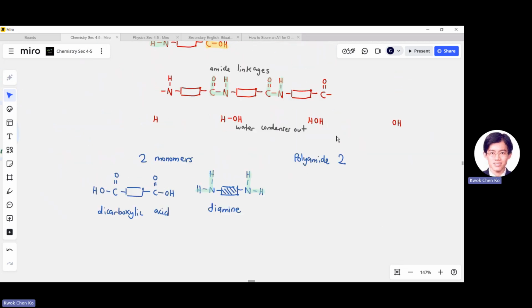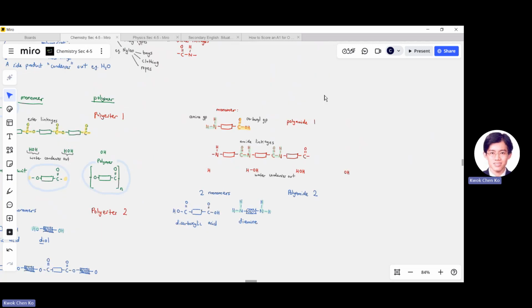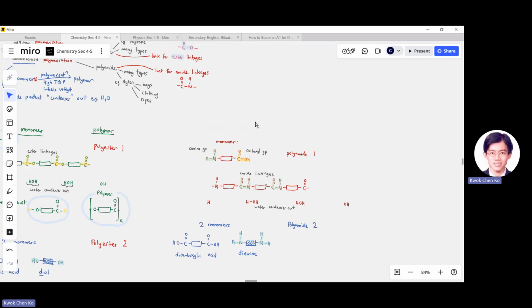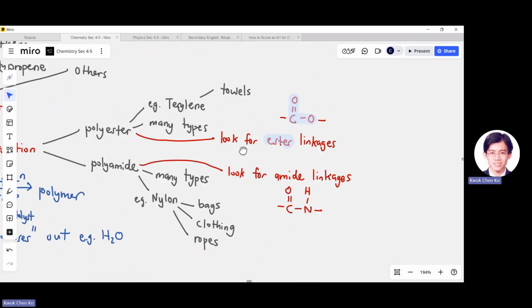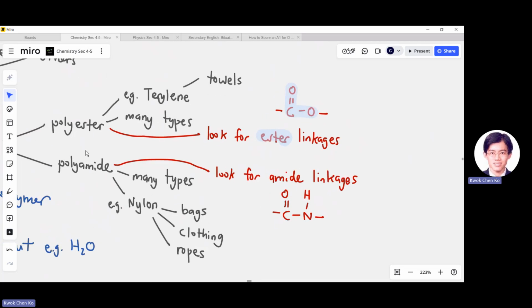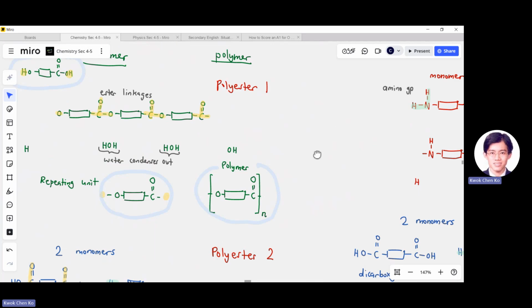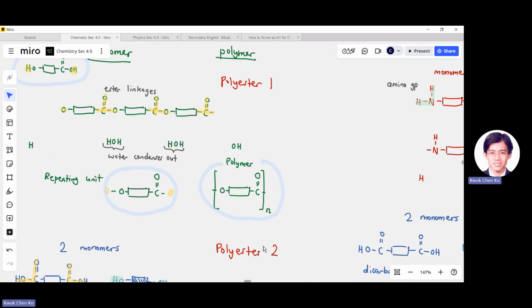Now, just a couple of things before I wrap up this chapter. I wrote this earlier, polyester, polyamide. I said that there are many types. Polyester is not just one or two. There are many, many different polyesters and many, many different polyamides. But why? Didn't I just tell you there are only two, polyester 1 and polyester 2? How come there are many types in the real world?